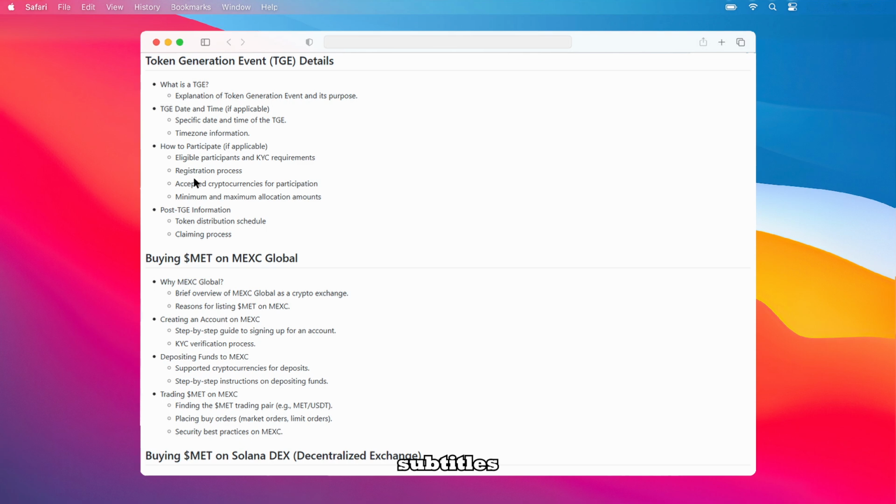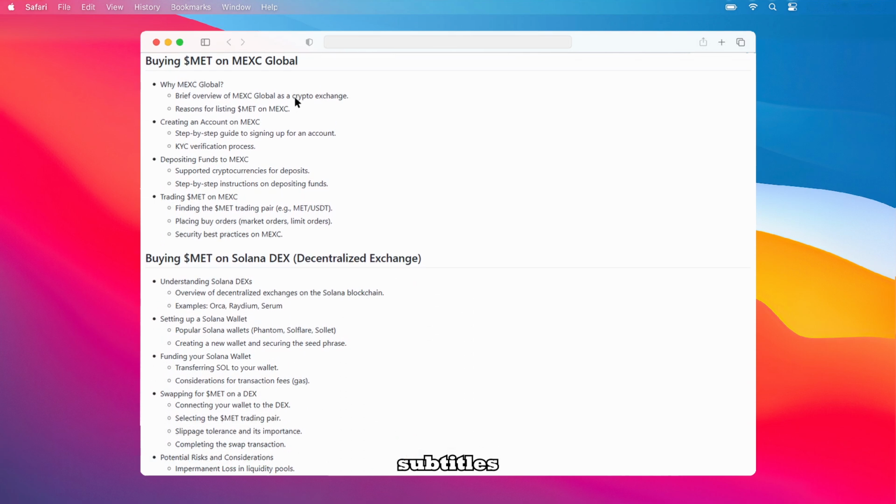Then, we'll cover depositing funds into your MEXC account, outlining the supported cryptocurrencies, and offering precise instructions on how to transfer your crypto assets. Finally, we'll focus on trading $MET on MEXC, showing you how to locate the appropriate trading pair, such as MET/USDT, and how to place buy orders using both market and limit order strategies. Remember to always follow security best practices while using MEXC.